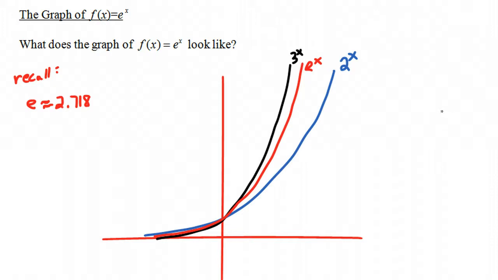If you were to graph e to the negative x, what does e to the negative x look like? Well, it's the same thing as e to the x, only it's flipped across here. Okay, e to the negative x, that would look like this, right? That would be exponential decay, whereas e to the x gives you exponential growth.